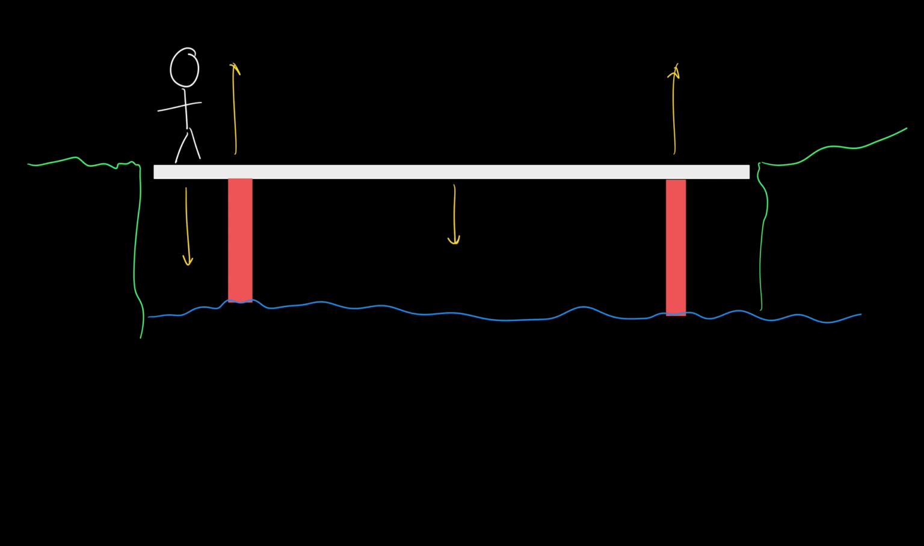But is it clear that if you're standing closer to one side, this support is going to support more of your weight than this support is going to? That as you walk across, that's going to shift from one support to the other. Tomorrow, we're going to have to figure this portion out. How do we deal with a problem like this?